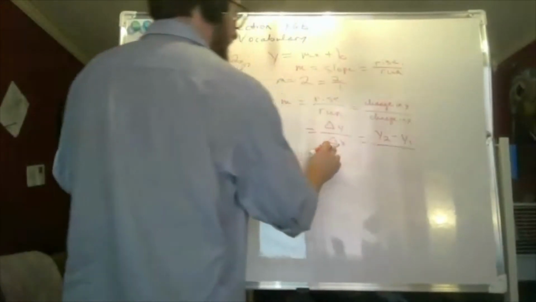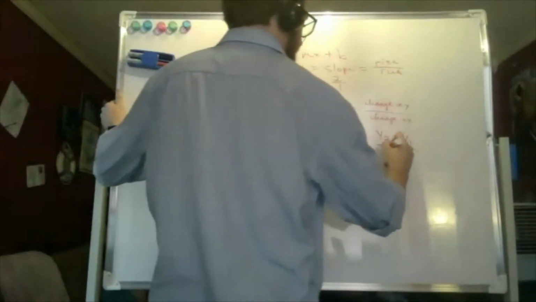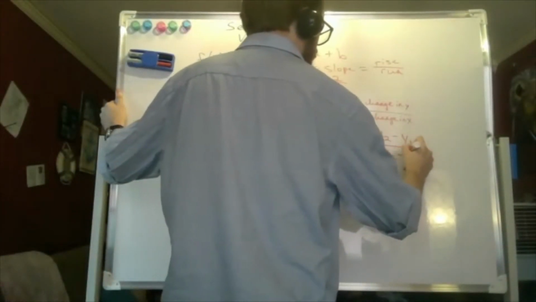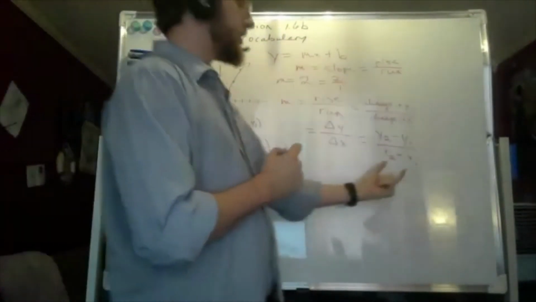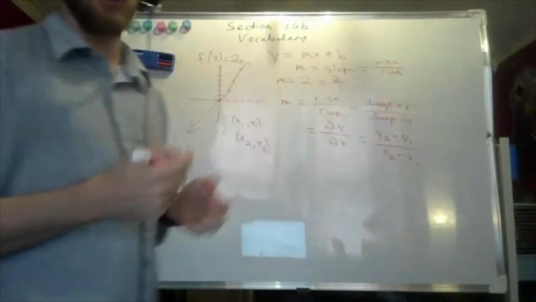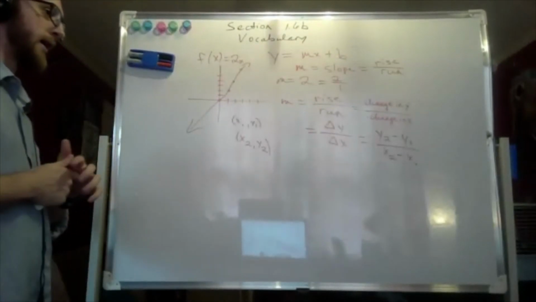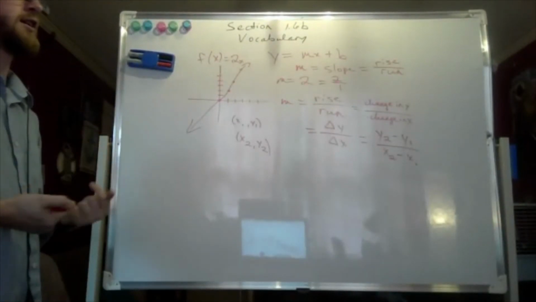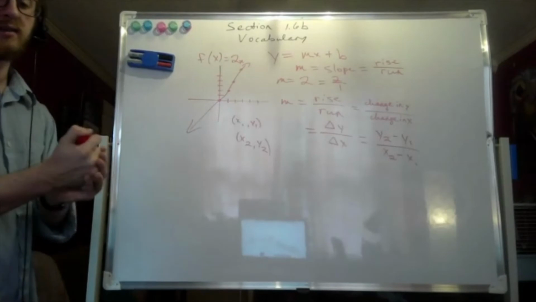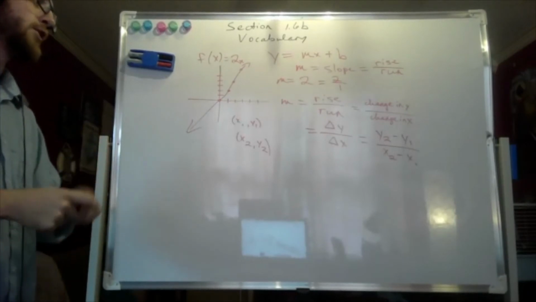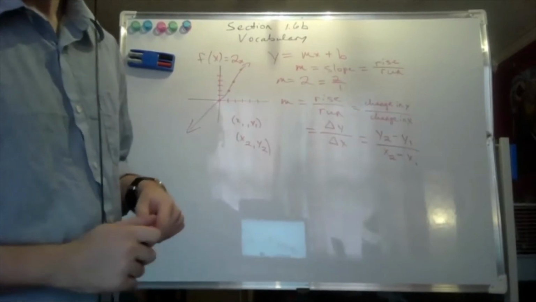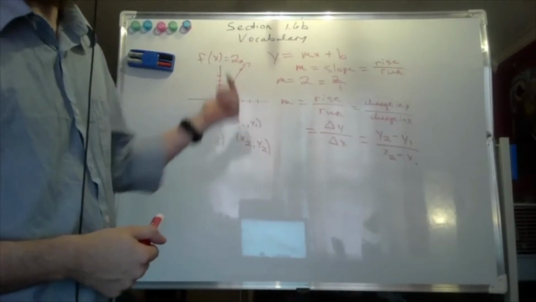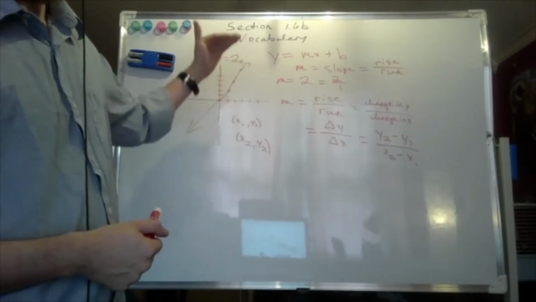And then the same thing for change in x. This is x2 minus x1. Now this concept is going to become very important when we start talking about derivatives and the slope at a particular point. But we'll get there. That's down the road in chapter 3. So that's our change in x, our change in y. We've covered our slope.